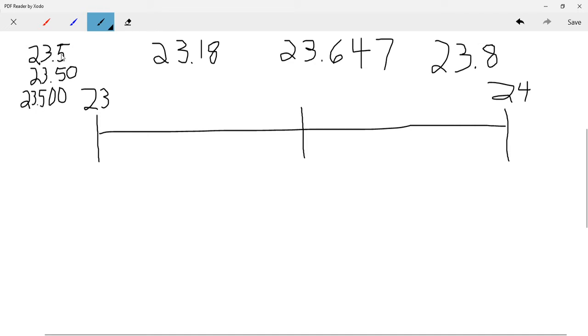So the nearest half will either be a number and 5 tenths, or one of these, or a whole number, right? So those are the halves that you could round to. So halfway between would be 23 and 5 tenths.